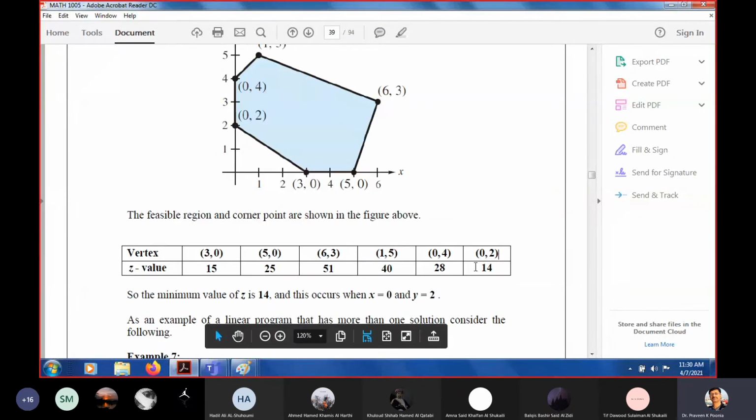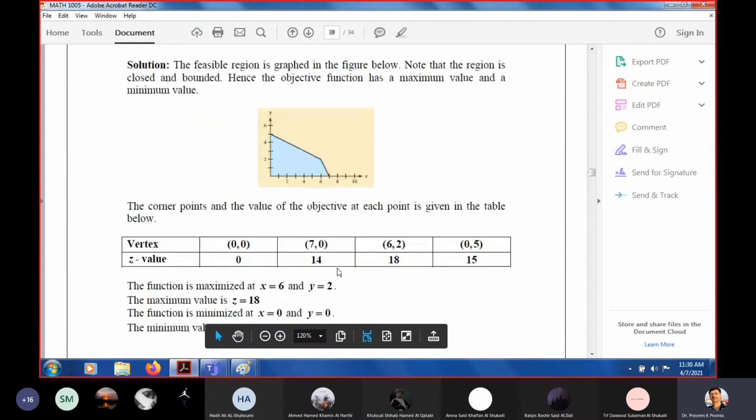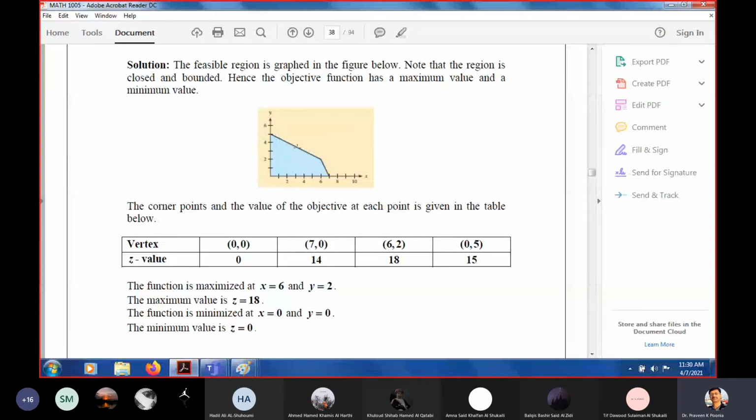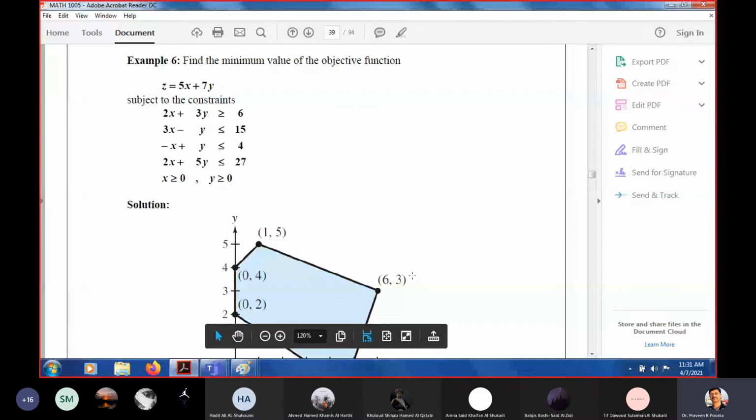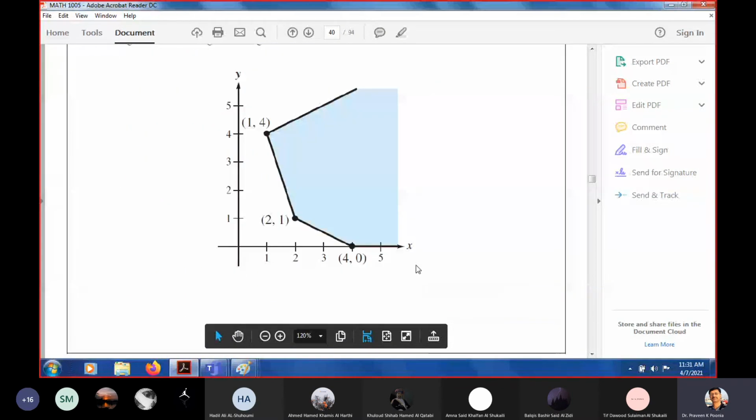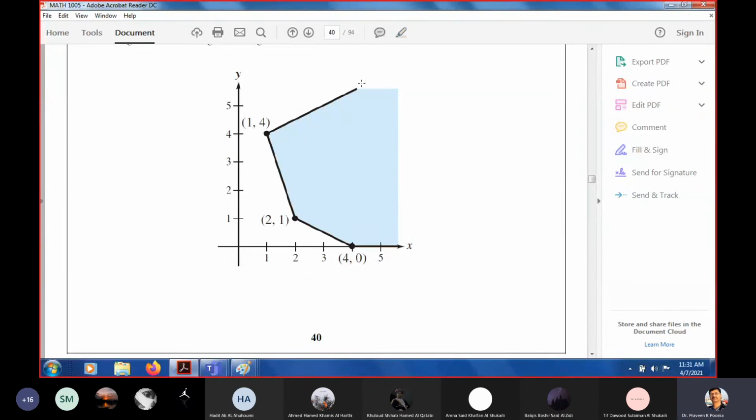You can see, I show you. This is the minimum value 14 and this is the maximum value. You can see the previous question also. The region is closed and bounded. So it has a minimum value 0 and a maximum value 18. So if the region is closed and bounded, definitely a maximum and minimum value is possible. But by chance, if the region is not closed, like you can see this one, it is closed here. You can see lines are here. Clear? But here it is open.